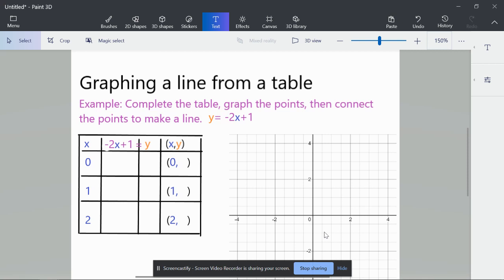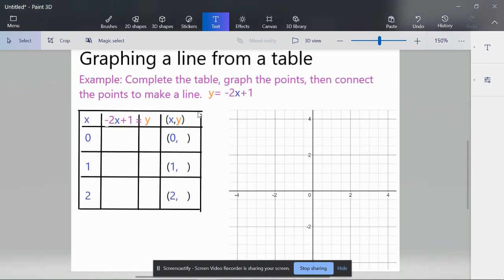So far, we have been reviewing how to just plot random points on a graph, but today we're going to review how to plot points that make a line, and that line is going to represent a specific linear equation. And this linear equation subject is kind of our last review topic for this semester. So today we're going to go over how to complete a table, graph those points, and then connect the points to make a line. So for this example, we are going to use the equation y equals negative 2x plus 1.